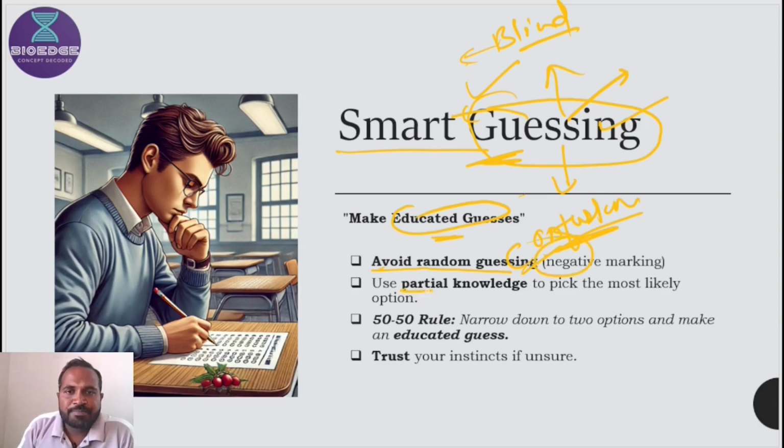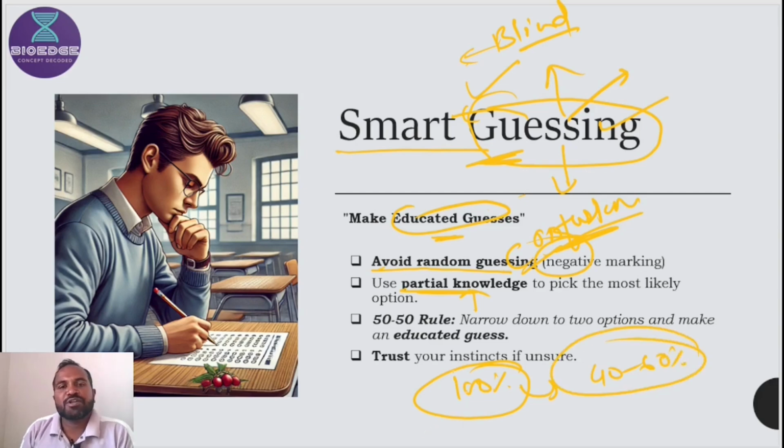Smart guessing can be helpful for those who have little knowledge about the question, partial knowledge. So with partial knowledge also you can choose the correct option. As we have discussed earlier, there is no need for 100% knowledge. So what is required? Majorly 40 to 60% knowledge is more than sufficient for solving MCQs. So on the basis of your partial knowledge also you can handle the MCQs.